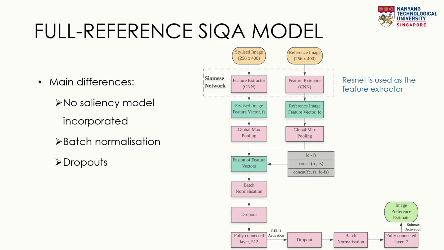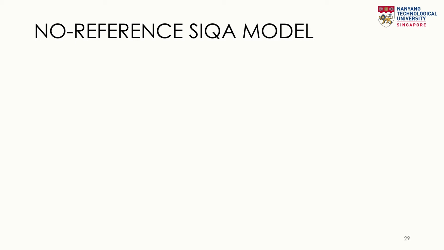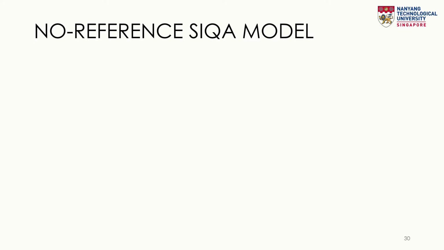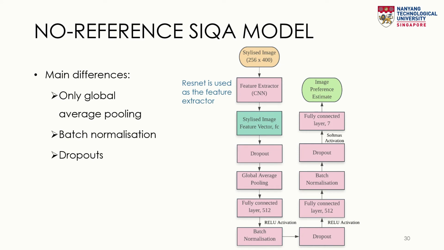To increase the stability of the network, batch normalization is used, while the dropout strategy with 0.4 dropout probability is also added, which increases the robustness of the model. The proposed NR-SIQA model adapted the convolutional layers with 1x1 kernel size and 512 filters to utilize more nonlinearity in the network. Only the global average pooling is used to focus more on overall features instead of only detecting the salient features. Another difference is the use of batch normalization with dropout as a regularizer.